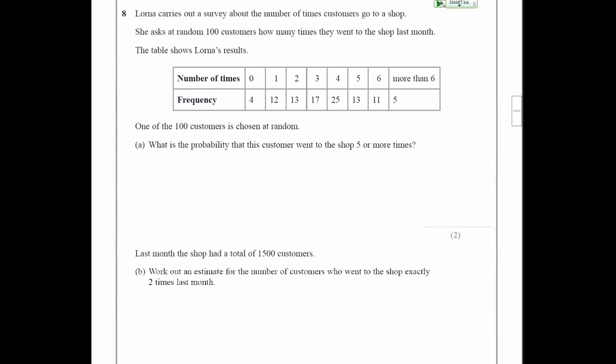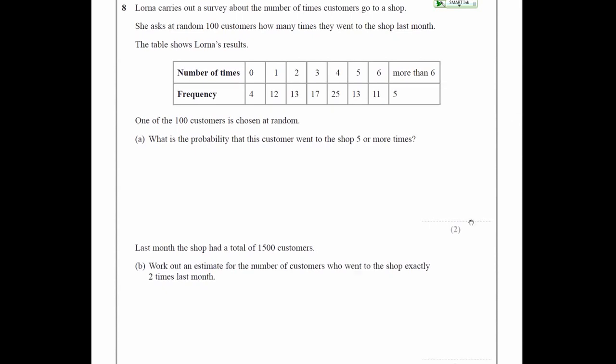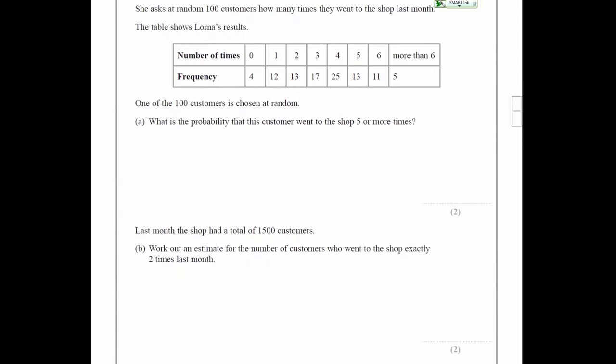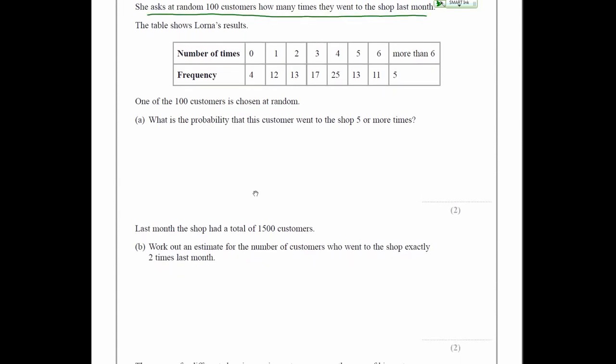Lorna carries out a survey about the number of times customers go to a shop. She asks at random 100 customers how many times they went to a shop last week. The table shows her results. One of the 100 customers is chosen at random. What is the probability that the customer went to a shop 5 or more times?